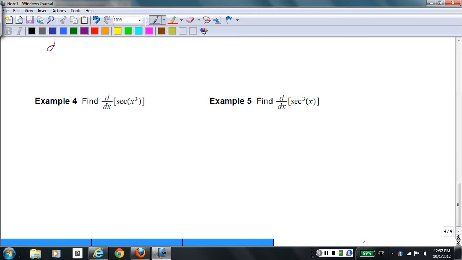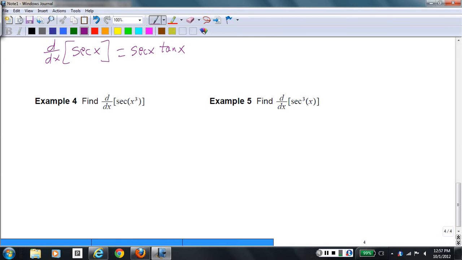How about d/dx of just plain old secant x? Secant tangent. Secant x tangent x. That's what it was, right? So the derivative of plain old secant x is secant x tangent x.